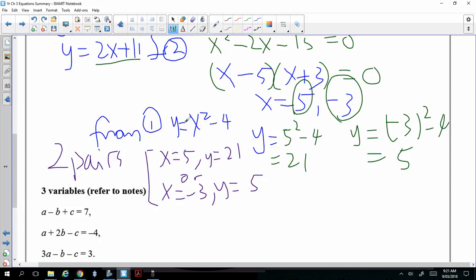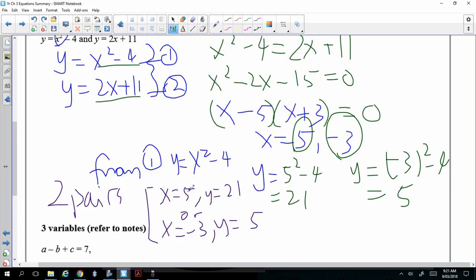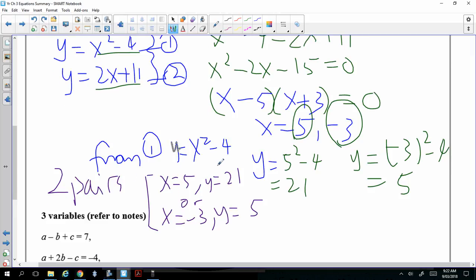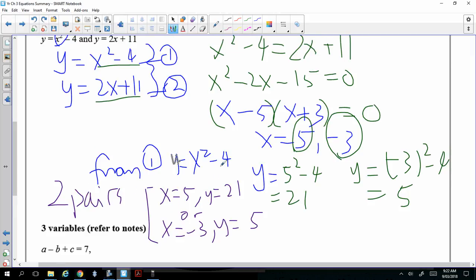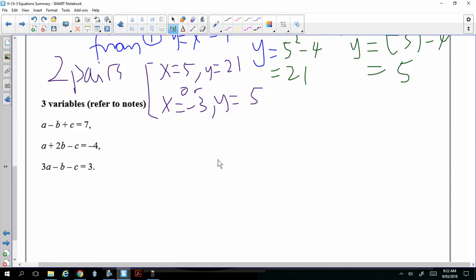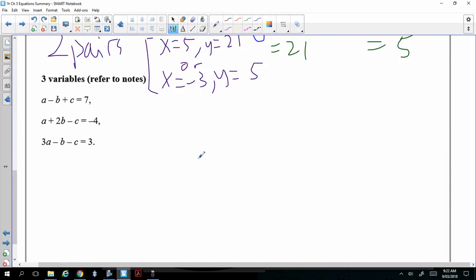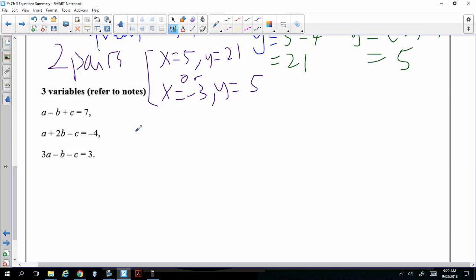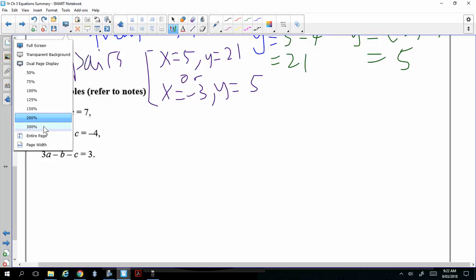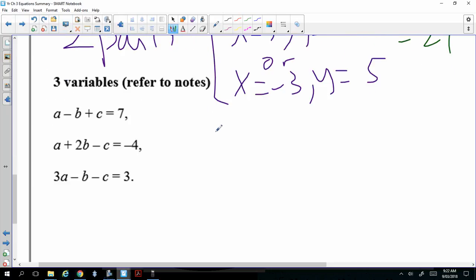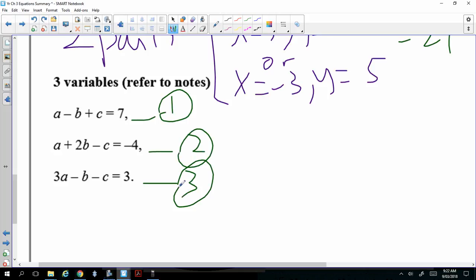All right, let's go to the next one, 3 variables. I'll refer to notes how it's solved. There are 3 variables, but I'll just show you the general technique. Let's remind you of the general technique. Because there are 3 polynomials, we call them 1, 2, and 3. Just pick one equation, say the first equation, and make one of the polynomials the subject. I'm going to make C the subject. So C equal to 7 minus A plus B, right?